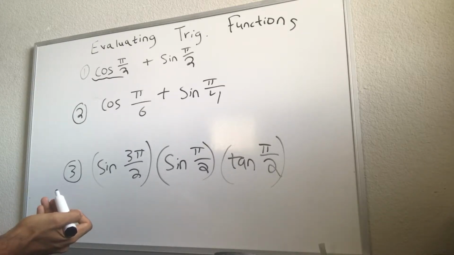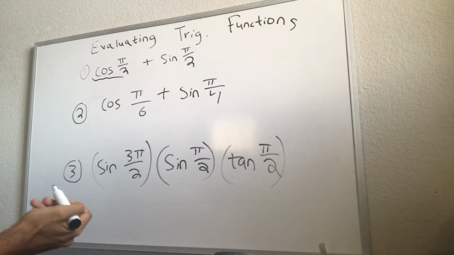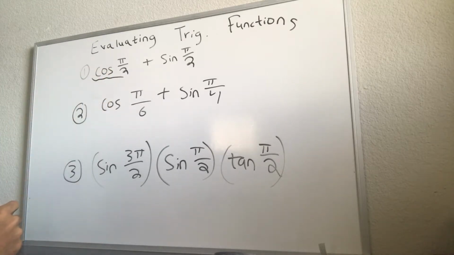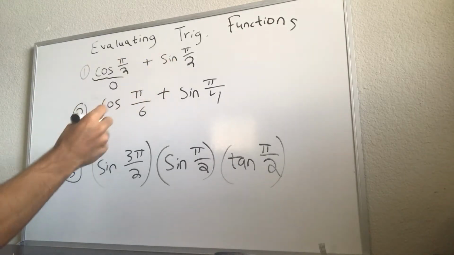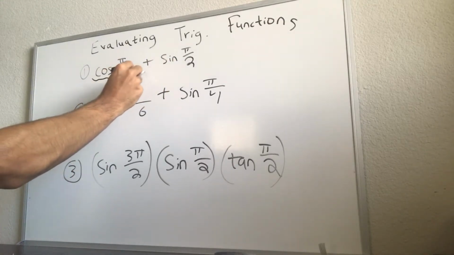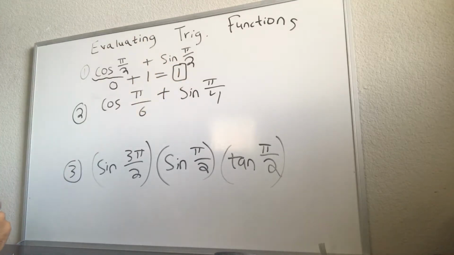And if you recall, the range for both of these functions starts from -1 and goes up to 1. So cosine of pi over 2, if you remember from the unit circle, is 0. Sine of pi over 2 is 1. Therefore, your answer is 1.